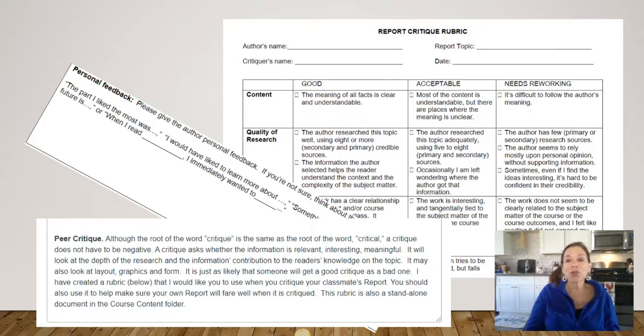Okay, so you have 2 ways that you have to critique, and you must do both. I have given you a form. It is in the module. It is also in that area that I showed you the research under, this section where we are now. And the top part of the page is this rubric. For example, you're going to look at the content that your classmate wrote, and you're going to ask whether the meaning of everything they wrote is clear and understandable, or whether most of the content is understandable, but there are places where the meaning is unclear, or unfortunately it's difficult to follow the author's meaning.